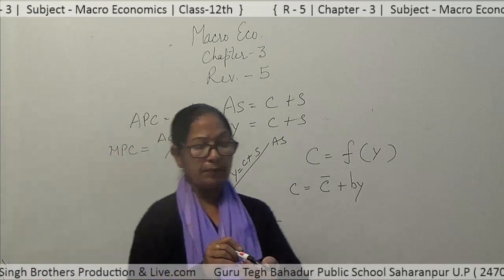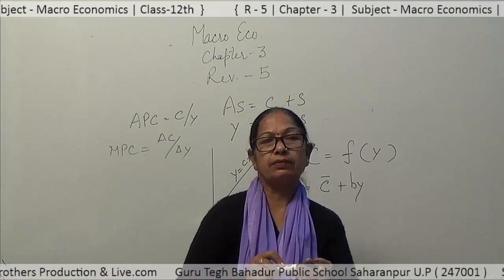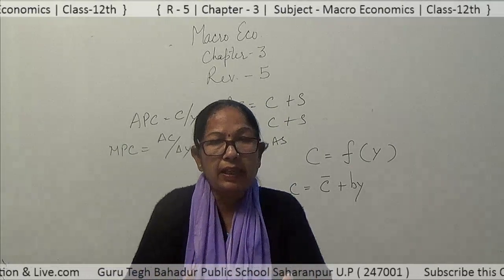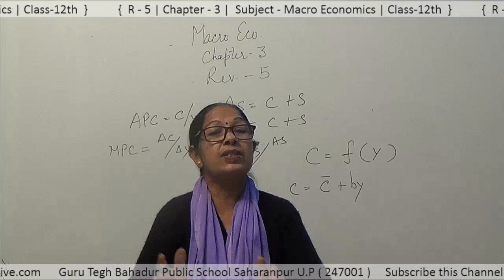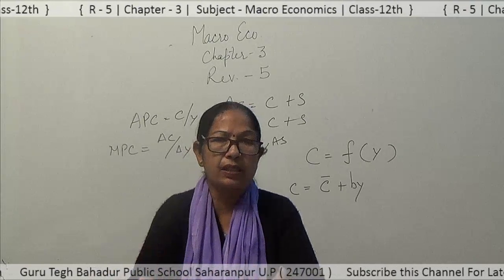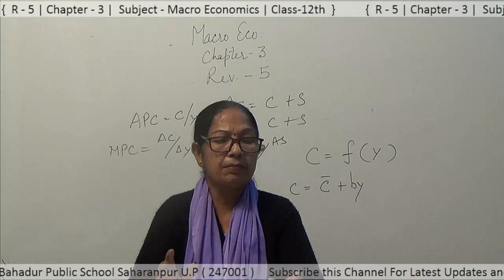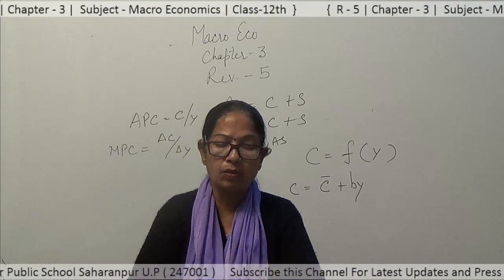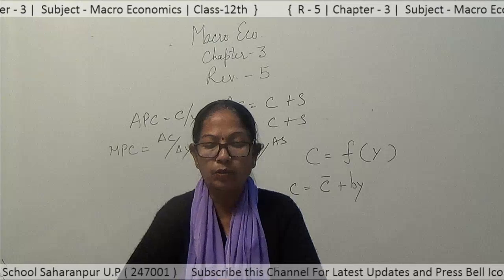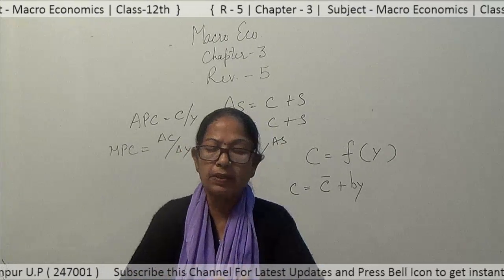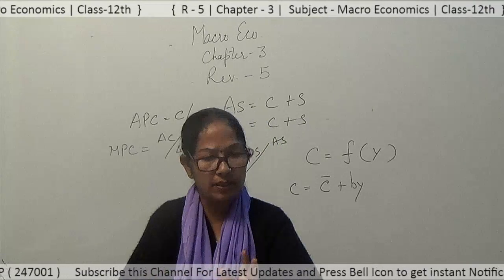When total consumption is divided by total income, then we get APC, and when change in consumption is divided by change in income, only change is taken, not the total value, then we find MPC, marginal propensity to consume. So, the ratio of total consumption expenditure to corresponding level of total income is called APC and formula is given.